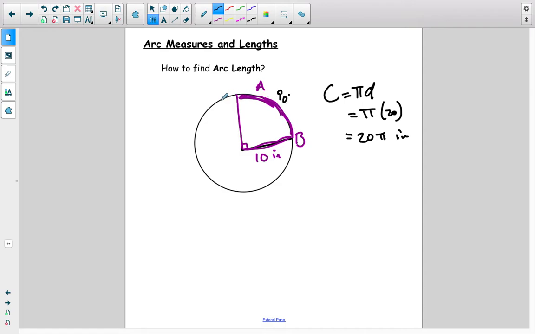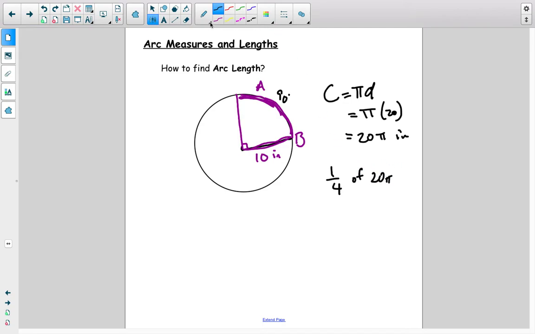Okay. Now you might see that this circumference, if this is 90 degrees, this one's 90 degrees. And that means the circumference is a fourth. This purple one here is a fourth of the entire thing. It takes 4 90s to get through all the way around. So instead of 20 pi, I want a fourth of 20 pi.